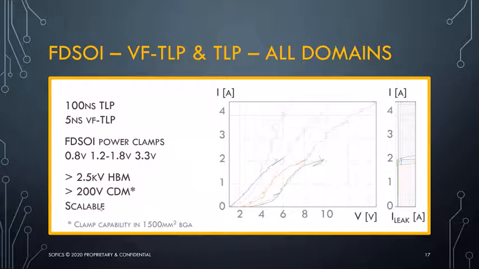Same picture here for FDSOI. Again, 3 different voltage domains, the VFTLP curves, the TLP curves. They're closely overlaying, all of them demonstrating 2.5 kilovolt HBM and 200 volt CDM. Again, that's capability in a 1500 square millimeter BGA package. Scalable performance.